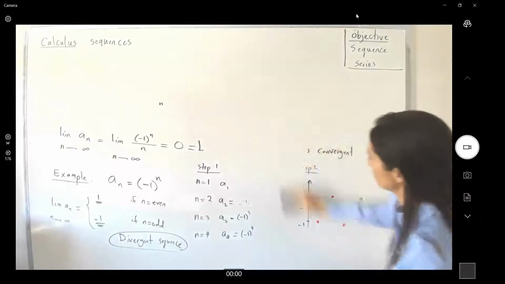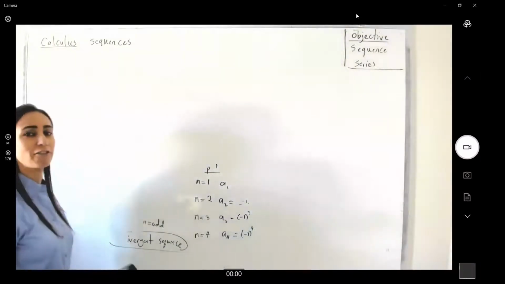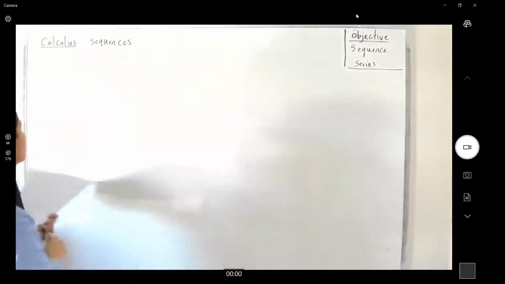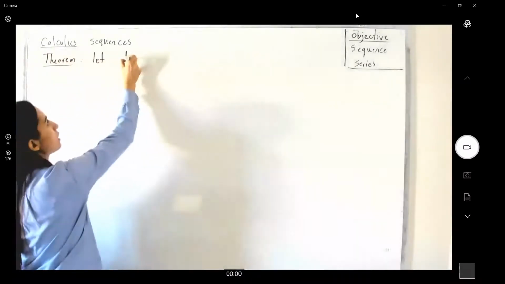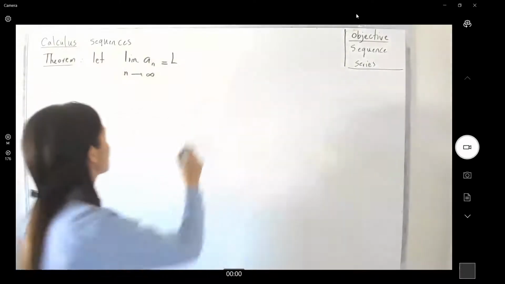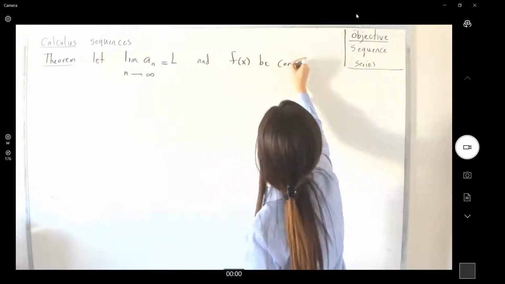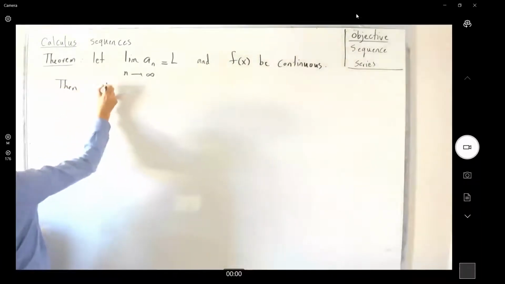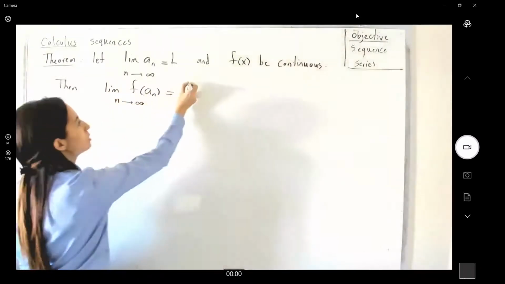One nice theorem for us. I expect you to ask, what's the composition of a function and a sequence? This theorem answers this question. This theorem says, well, let the limit of a sub n while n goes to infinity be equal to L. It means that you have a convergent sequence. And suppose we have a continuous function f. Then we can say that the limit of f of a sub n while n goes to infinity is equal to f of L.